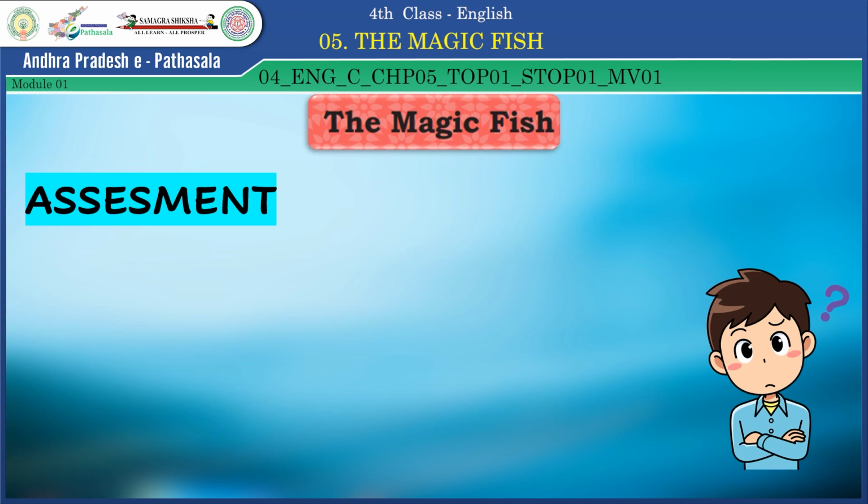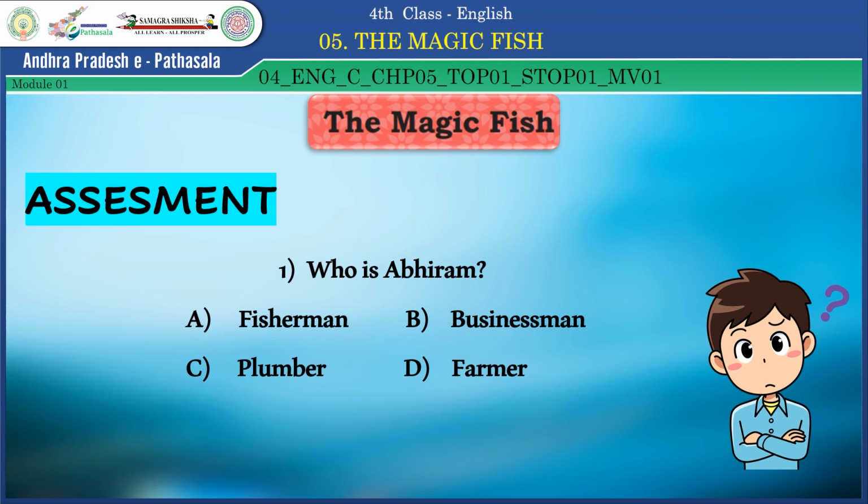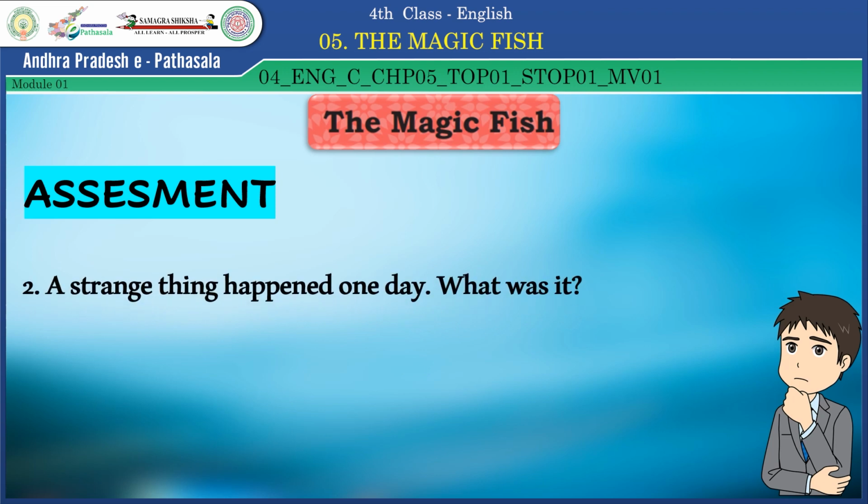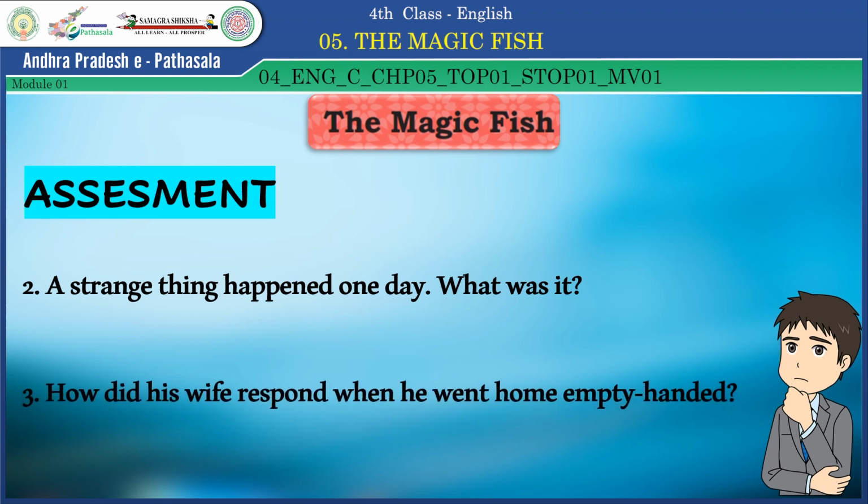Children, listen to the questions carefully and answer properly. The first question is, who is Abhiram? Option A, fisherman. Option B, businessman. Option C, plumber. And option D, farmer. The second question is, a strange thing happened one day. What was it? The third one is, how did his wife respond when he went home empty handed?